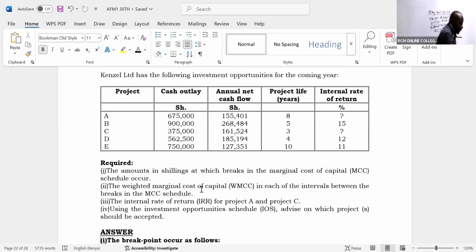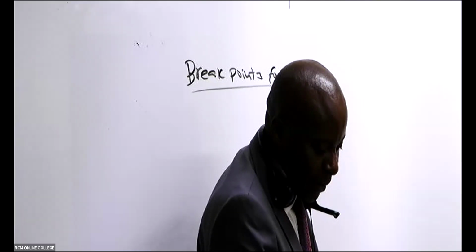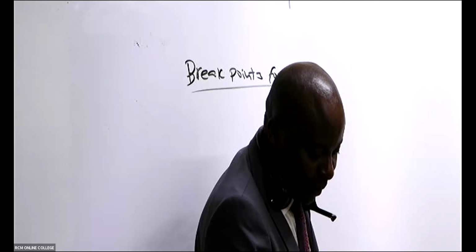So the very first thing that I will do is to write down the breakpoint. By there, I've got two sources of capital. I have two sources of capital, and I can see they have given me debt at the very top. So first of all, I will calculate for my examiner the breakpoints for debt.